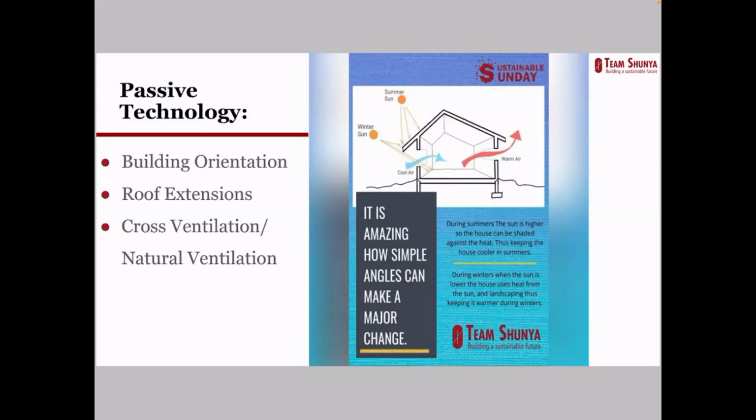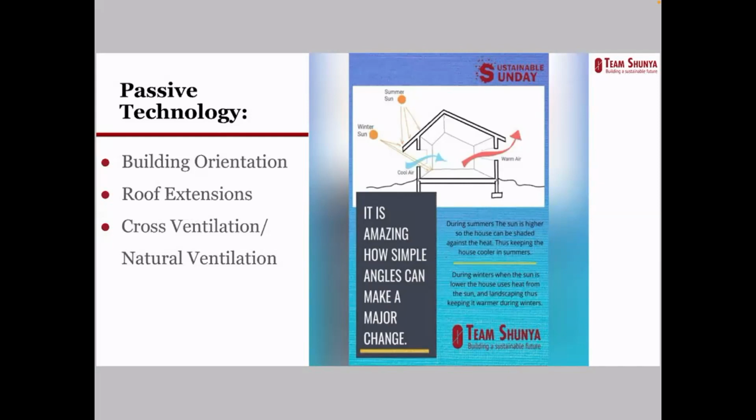Next is roof extensions, which are mentioned in this particular Sustainable Sunday poster by Team Shunya. Such kinds of posters are posted by Team Shunya on various media platforms. So here what we are doing is that we will increase the roof extension by some angle, and that will cast a shadow on the windows.